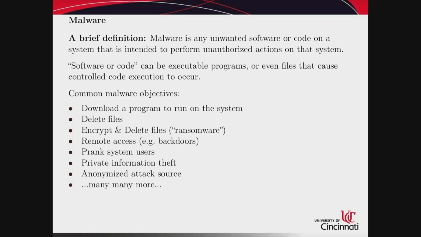So common objectives, I listed them up there, I'll run through these. Download a program to run on the system. You may see a lot of times that is a common approach, which is I'm going to send somebody a document. The document has a macro in it or something like that. The macro downloads a program off of the internet somewhere that I've hosted previously, and then it wants to run that on the system.